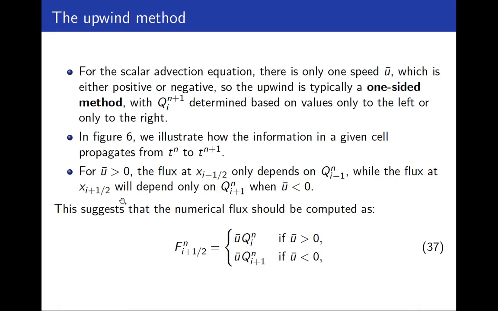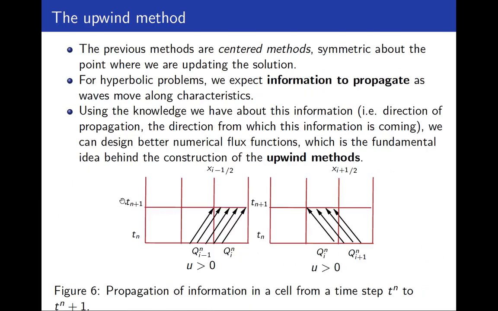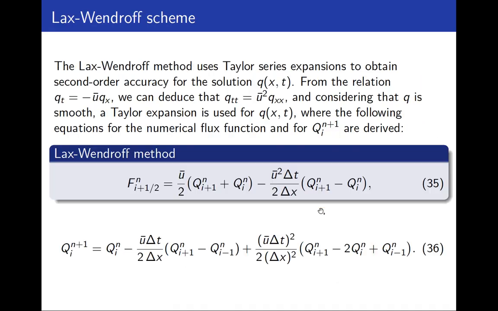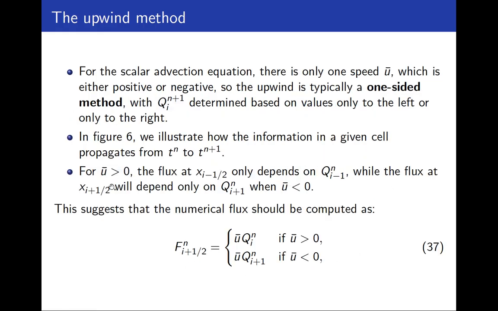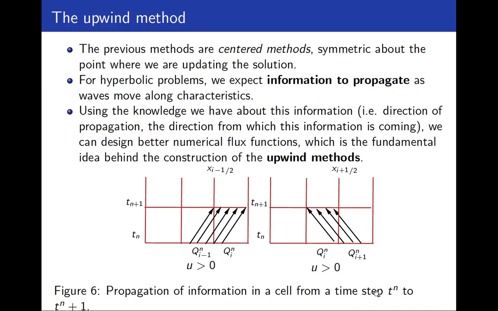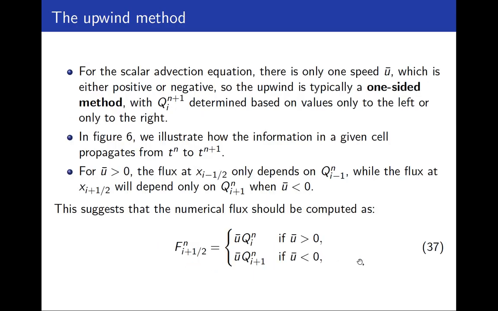On the other hand, the flux here, when the fluid velocity is negative, remember here I made a mistake, but now we want to evaluate the values of the flux at this border here. We know we need information that is coming from this cell, from this value of Q, which is Q at I plus 1. So yeah, this is when the fluid velocity is negative.